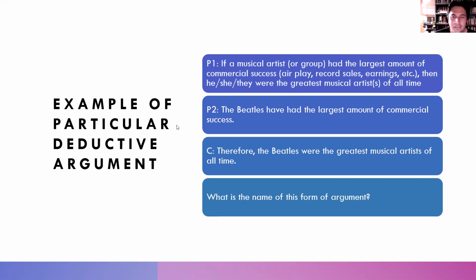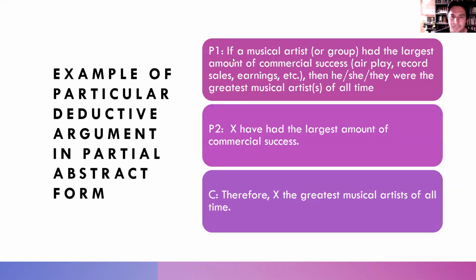And so instead, what we want to do is simply save the premise and substitute x. X had the greatest amount of commercial success. Therefore, X is the greatest musical artist of all time. And this is an example of an argument put in a partial abstract form, right? In premise two, we're not saying any particular name of a group or a musical artist, an individual. We are saying instead an abstraction. And this turns our attention to the premise, and we start to evaluate the premise.